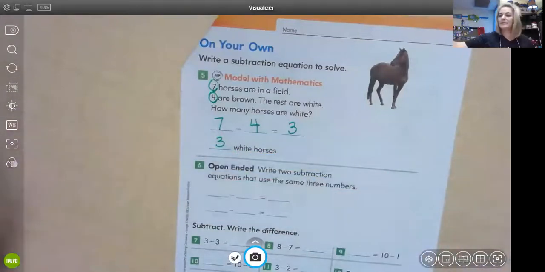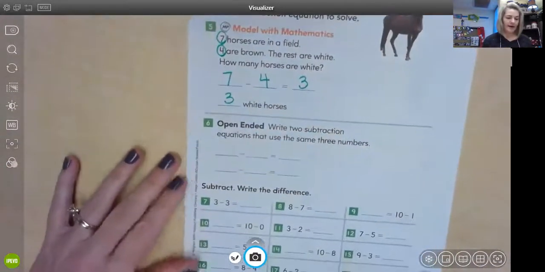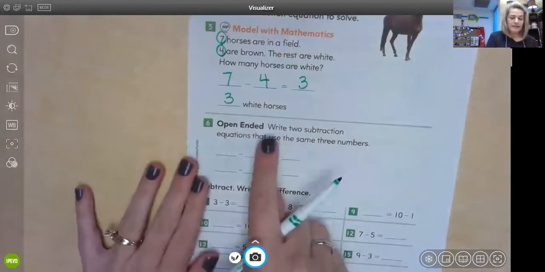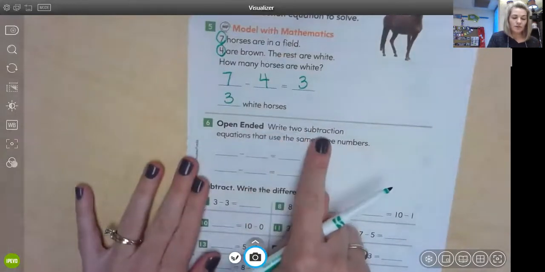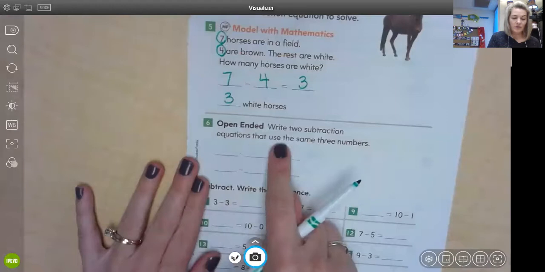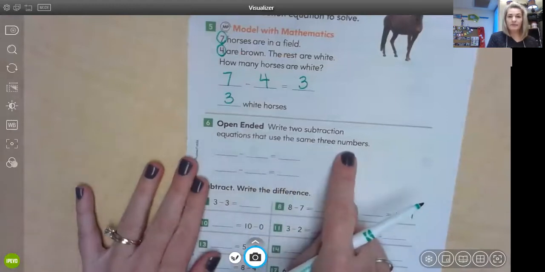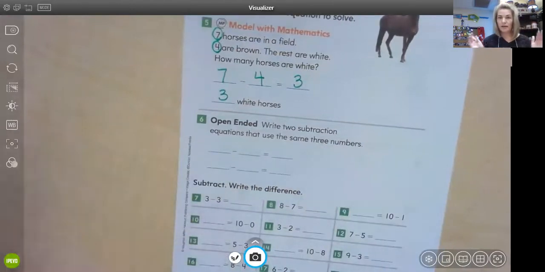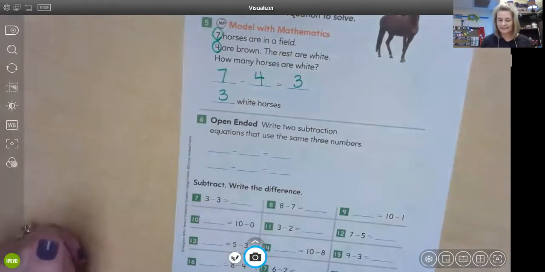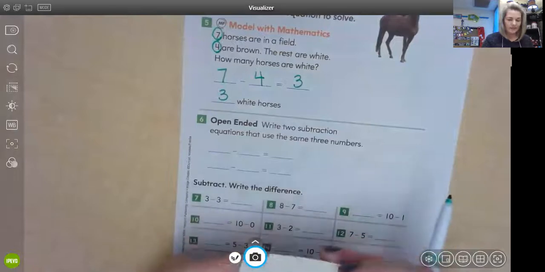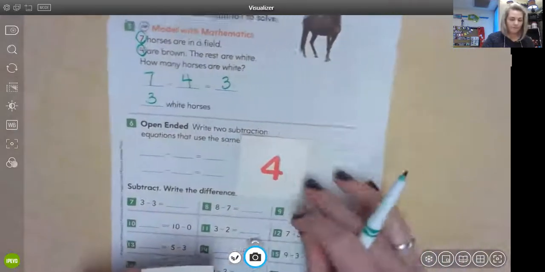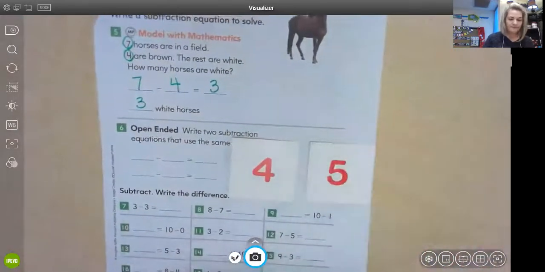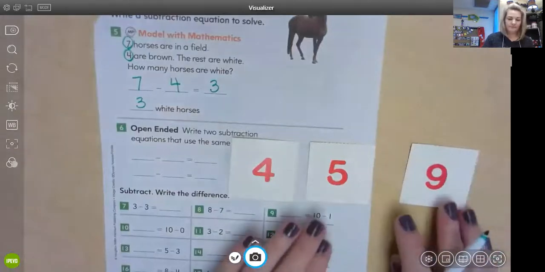Okay, so the next one we have, it says to write 2 subtraction equations that use the same 3 numbers. So when we're talking about the 3 numbers, we're talking about the house with the related facts. I do have some cards here. I have a 4, I have a 5, and I have a 9.